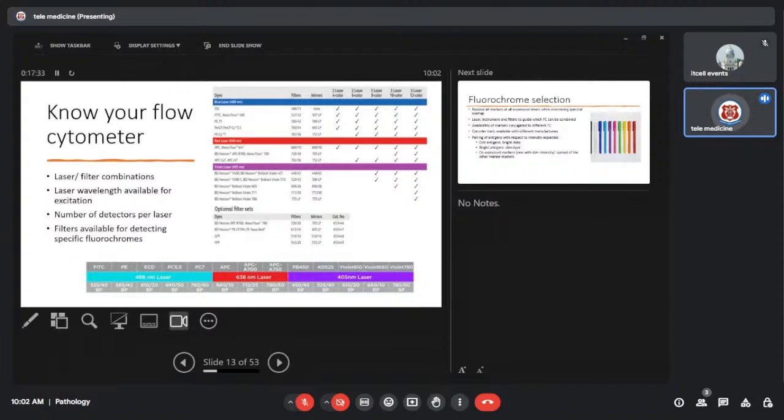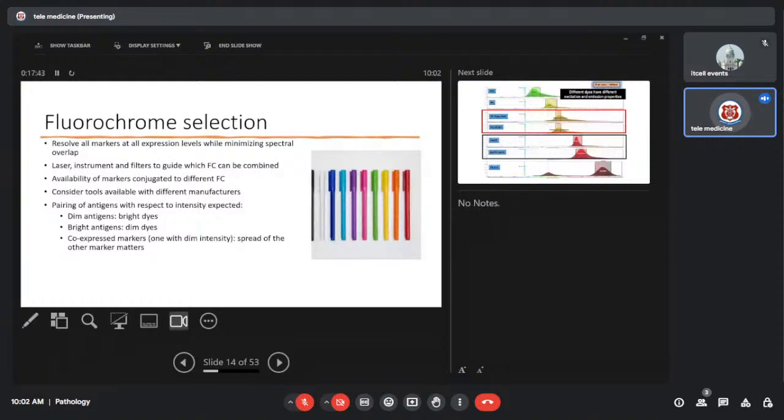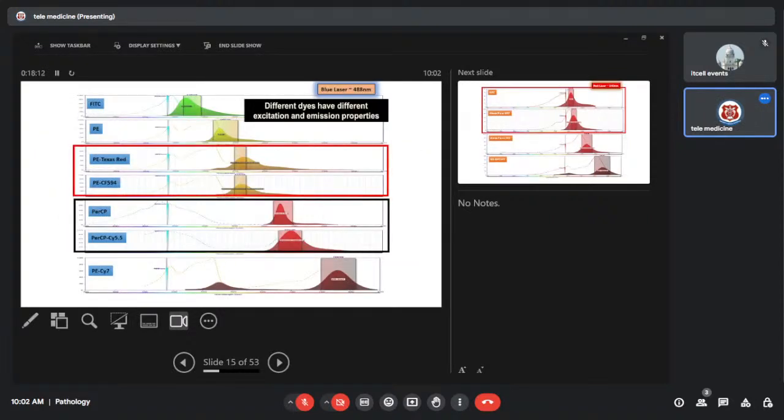Now how do you select fluorochromes? What we want is that all the markers that are available at different expression levels should be well separated from each other. The detector availability on our equipment guides the fluorochrome selection. But at the same time, pairing of antigens with respect to antigen density is important. We've already talked about dim antigens on bright dyes, bright antigens on dim dyes, and co-expressed markers. We have to think about what the spread of the other marker is.